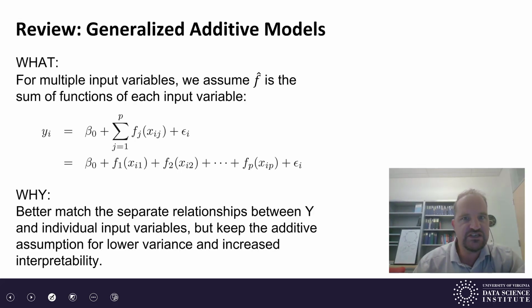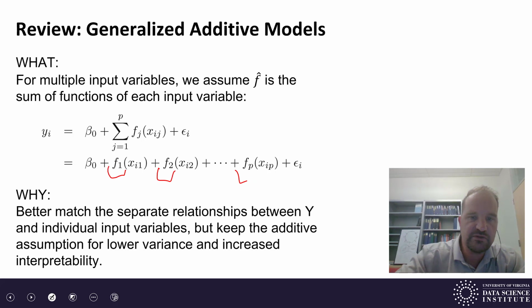So review, we've looked at generalized additive models, or GAMs. What are they? They are regression models where we assume the function is not necessarily linear, and we have a separate, possibly nonlinear function for each of our input variables. And why would you do this? It better matches the relationship between your inputs and outputs, but we also have to keep in mind that this increase in flexibility can lead to variance errors, and choosing those models is done generally with cross-validation.